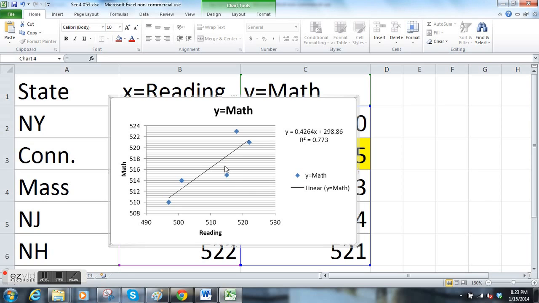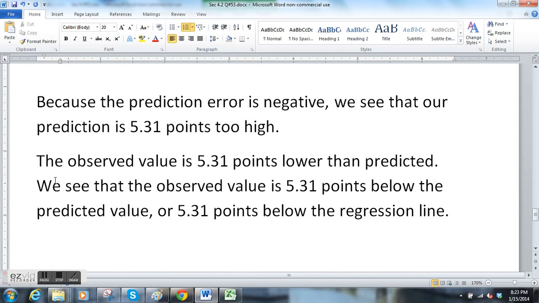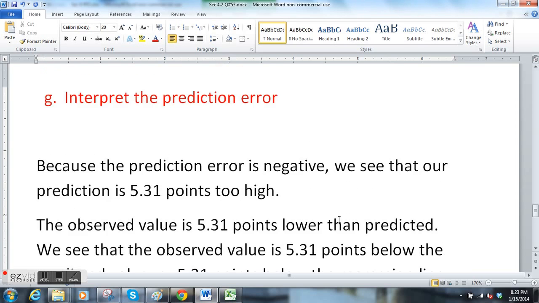So the negative prediction error tells us the dot was below the line. Another way to say that is the dot is the observed value, is 5.31 points below the predicted value, or 5.31 points below the regression line. And that's how you could interpret the prediction error. So that's one long regression question, and you should be able to do something like this on the test.